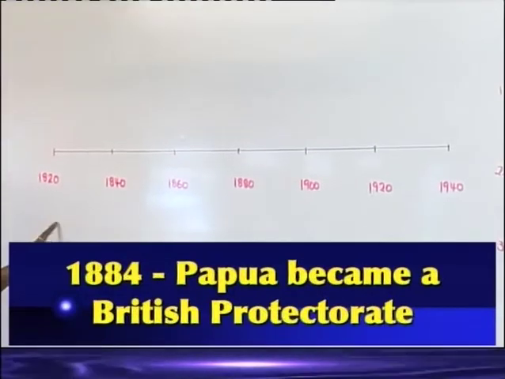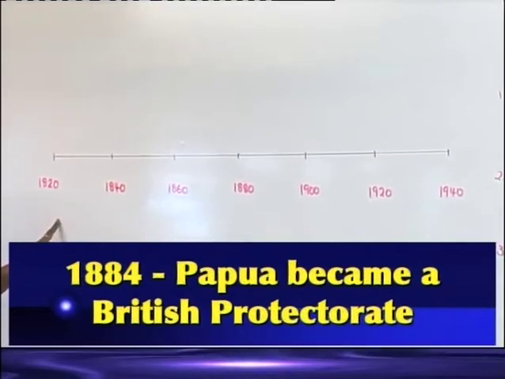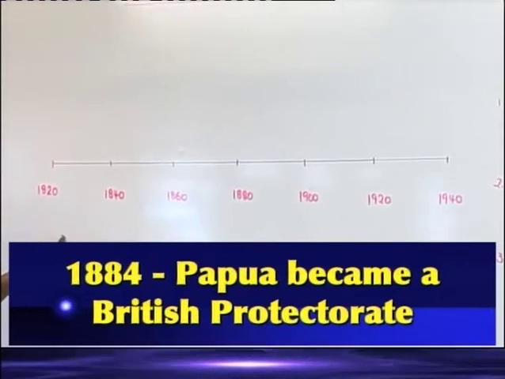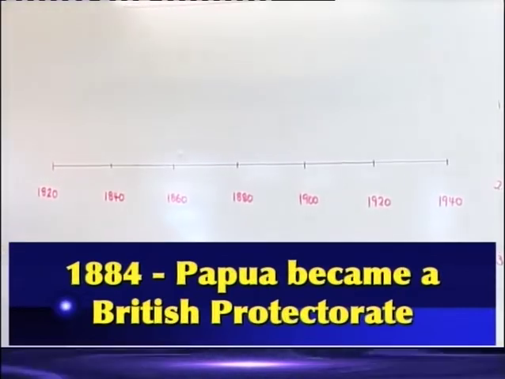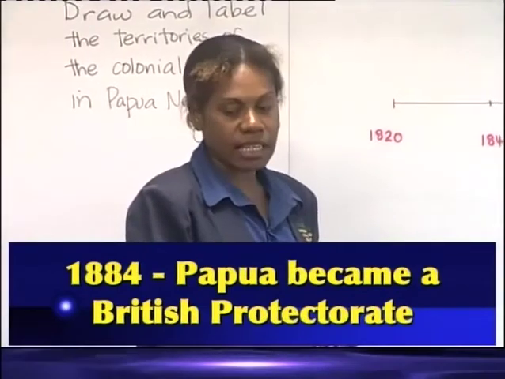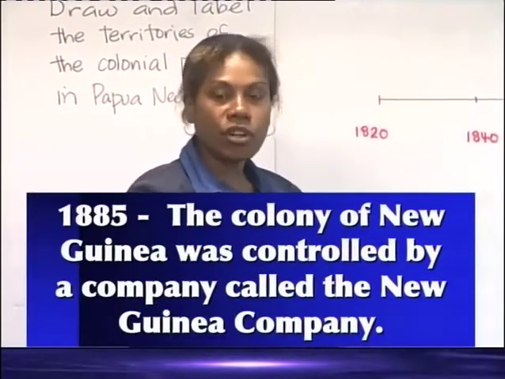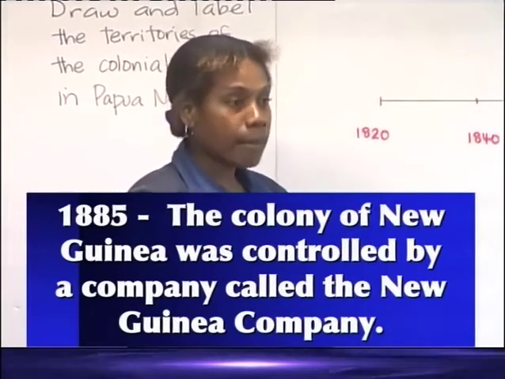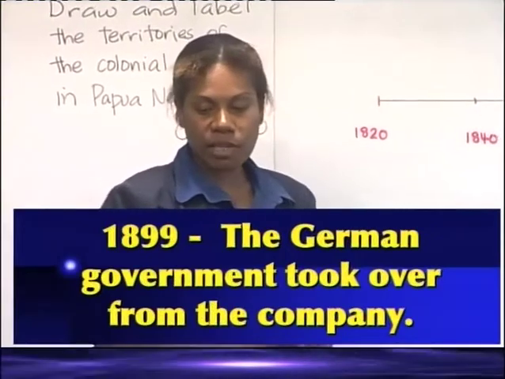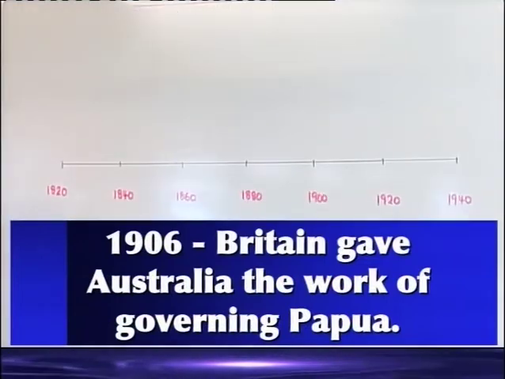1884, Papua became a British protectorate. In 1884, Queensland asked Britain if Britain could look after Papua, without making Papua a part of Britain. 1885, the colony of New Guinea was controlled by a company called the New Guinea Company. 1899, the German government took over from the company. 1906, Britain gave Australia the work of governing Papua.